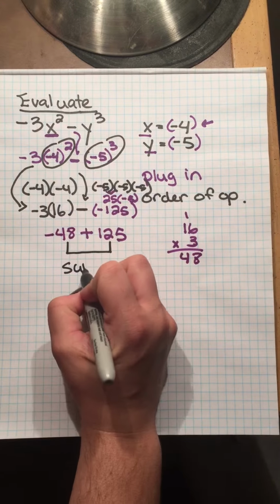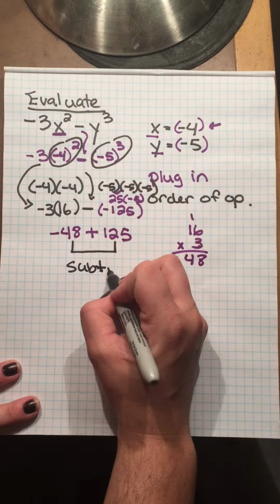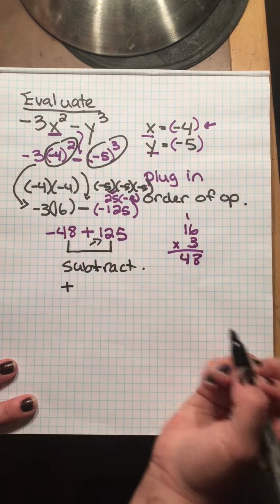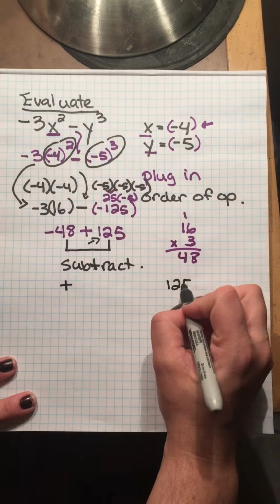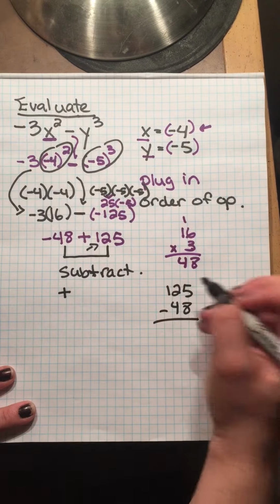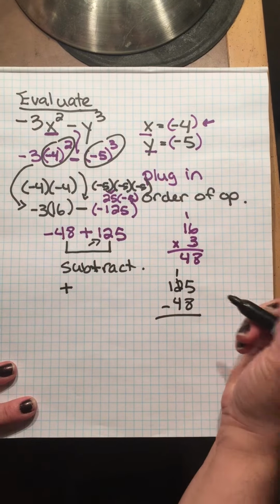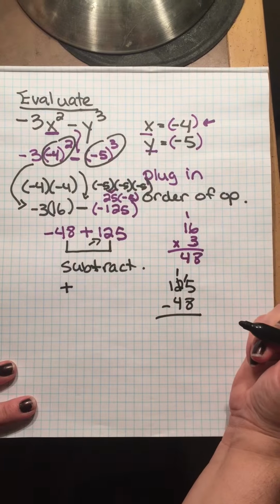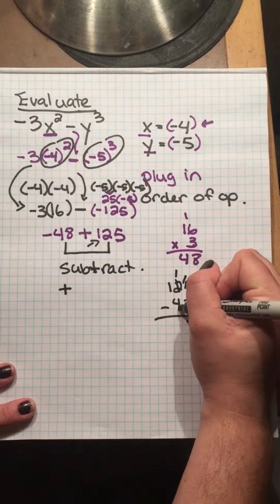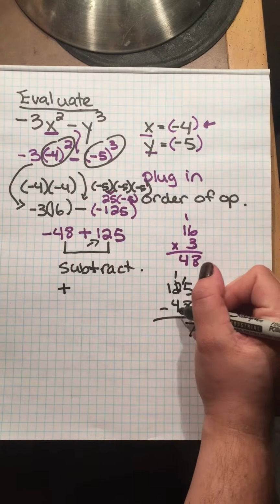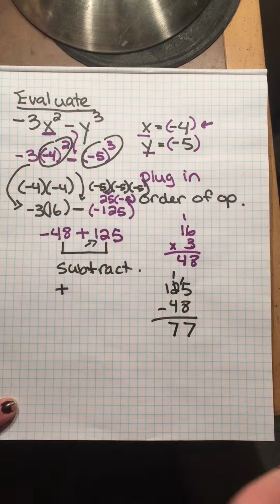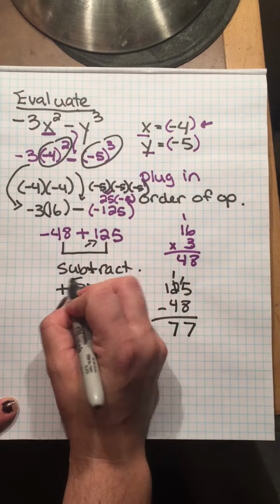And right here, since these numbers have different signs, I have a -48 and a positive 125. I'm going to subtract and take the sign of the highest number. The highest number is positive, so I know my answer is going to be positive, but I have to actually do the subtraction. Since I can't take 8 from 5, I'm going to borrow from the 2. It's going to become 1. I get 15, and 15 minus 8 is just 7. I can't take 4 away from 1, so I'm going to take 4 away from 11, which is really just 7. So I'm going to get a positive 77.